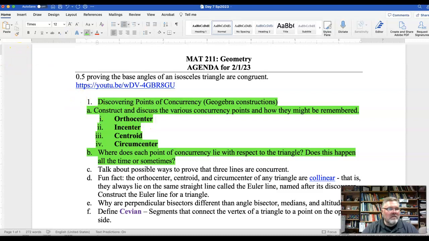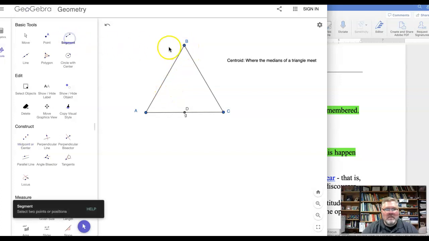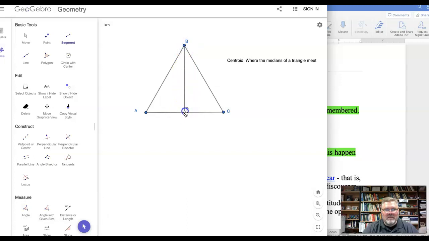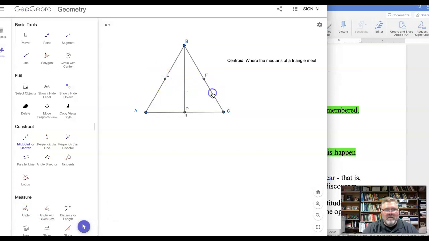So I want to go to GeoGebra, and I'm going to make the centroid. And as you can see right here, the centroid is where the medians of a triangle meet, and the medians are the segments from the vertex to the midpoint of the opposite side. So there's one. Let's do some more midpoints here. Let's do a midpoint for this one. Let's do a midpoint for that one.